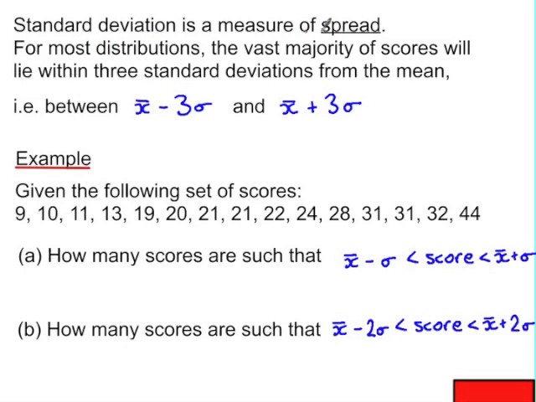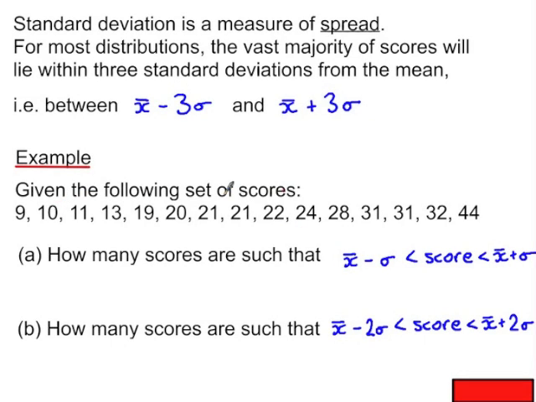Now, standard deviation is a measure of spread, and we talk about data being within a certain number of standard deviations from the mean. For most distributions, the vast majority of scores will lie within 3 standard deviations from the mean. So the lower boundary of that would be the mean subtract 3 standard deviations, and the upper boundary would be the mean plus 3 standard deviations. Anything outside of this range would be considered an outlier in the data.